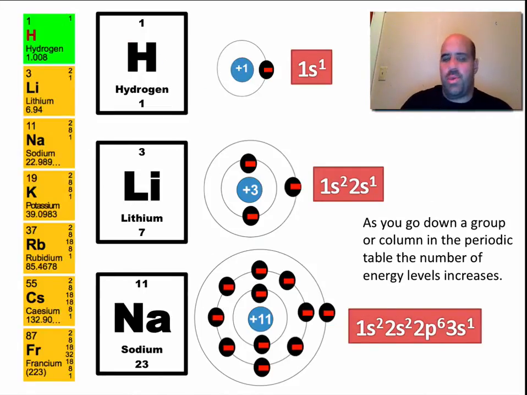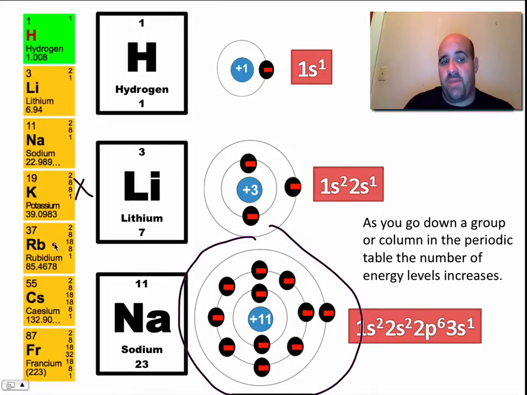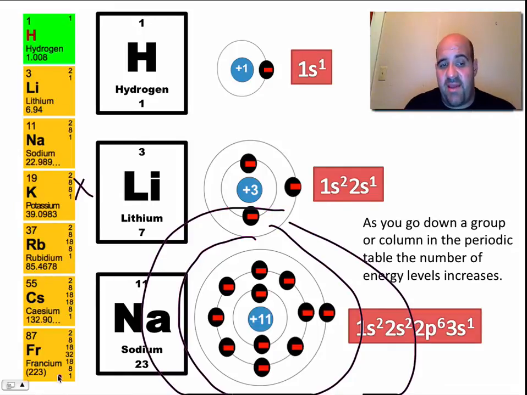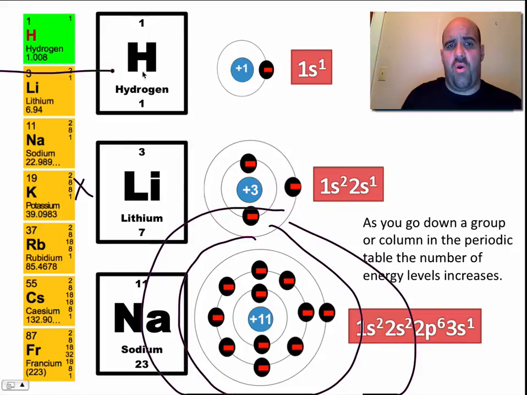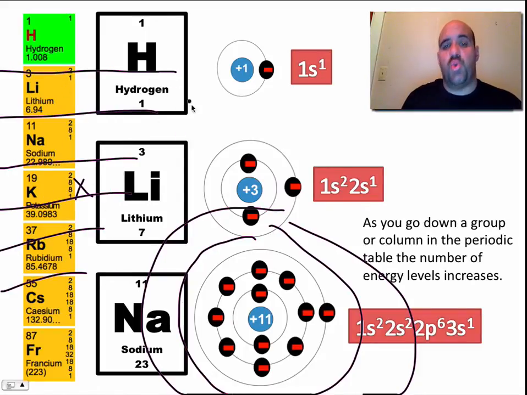This is going to be true for all 7. There are 7 periods in the periodic table. Each jump is going to correspond to a new energy level. This is sodium. If we jump down to potassium, there's going to be another ring. If we jump down to rubidium, even another ring. Until eventually we get down to francium and there are going to be 7 rings. Every row going down in the periodic table corresponds to a new energy level.